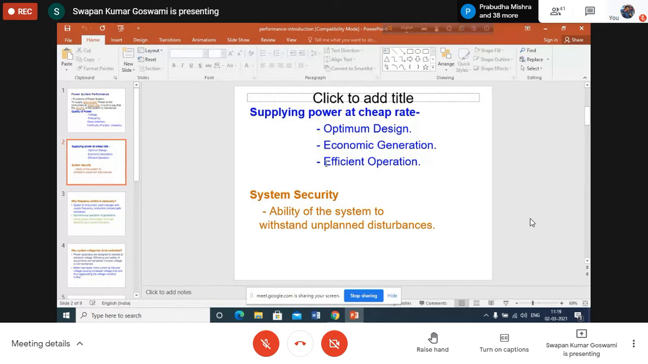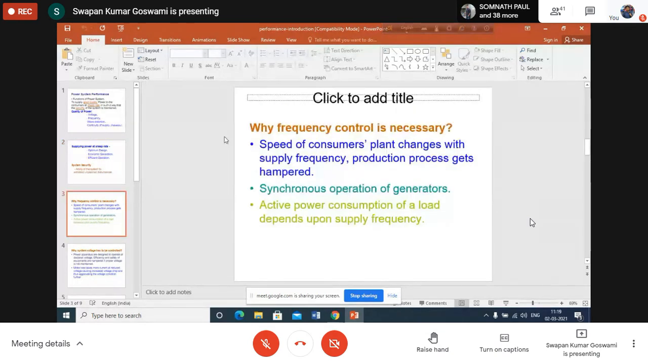Now, coming to the issues of frequency and voltage maintenance, let us now see why frequency control is necessary. Up to this, is it clear to you, whatever I have discussed, or do you have any question?